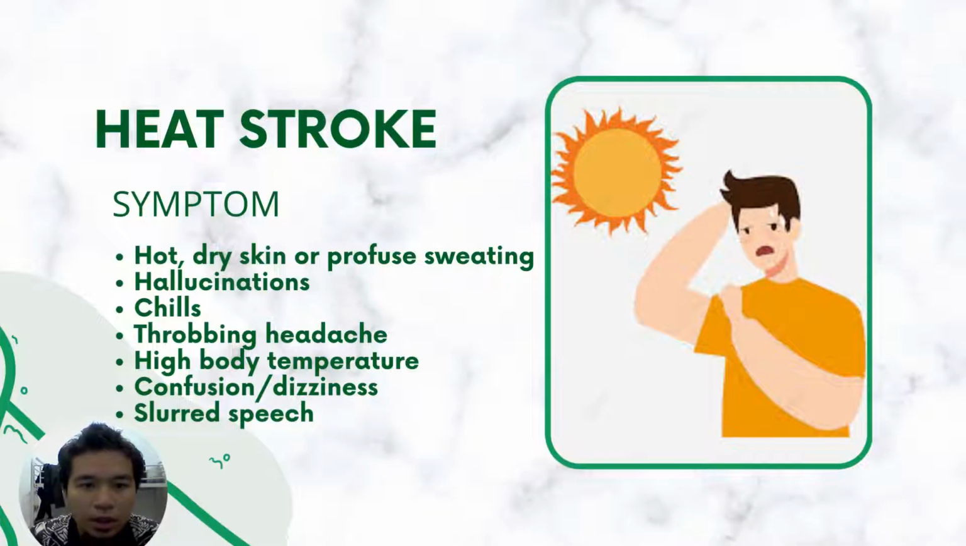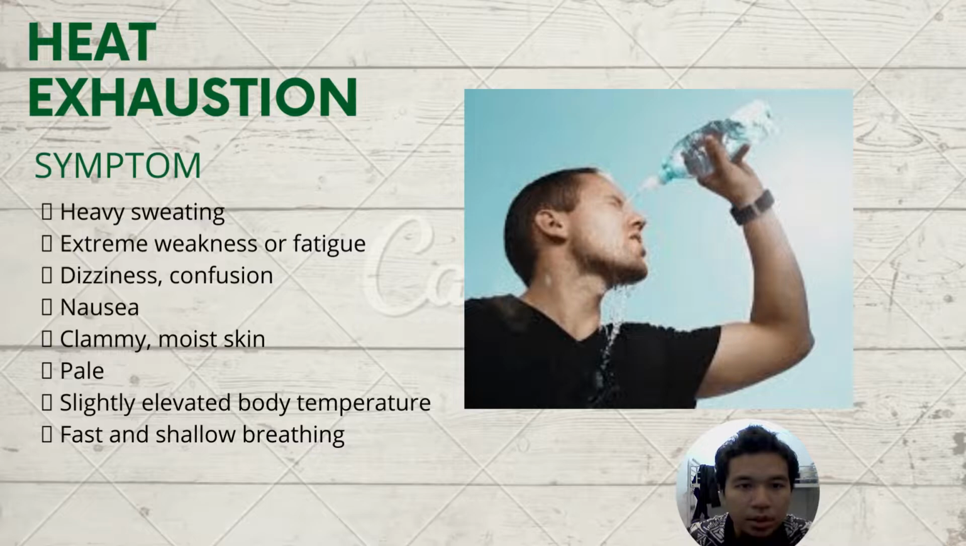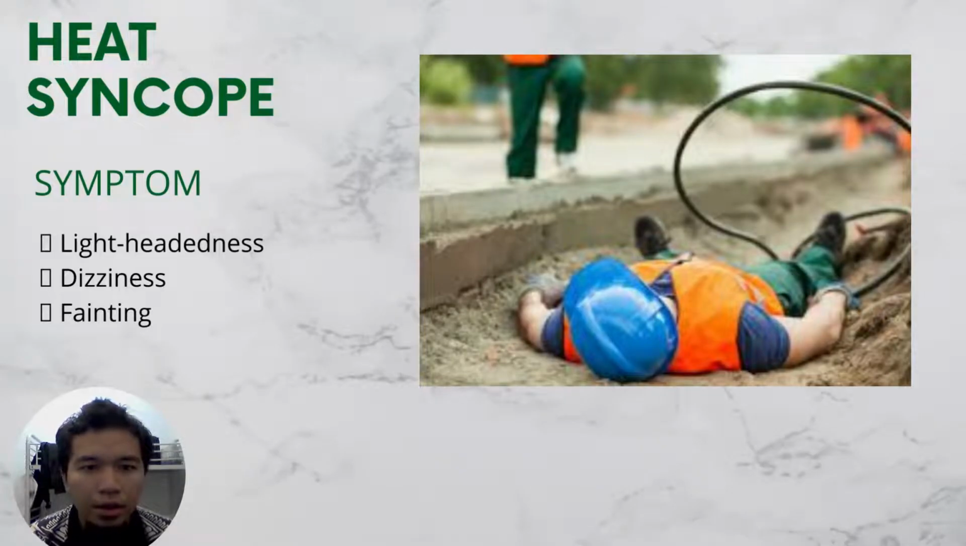Okay, heat stroke. Heat stroke has symptoms such as hot, dry skin or profuse sweating, hallucination, chills, or else. Next, heat exhaustion. Heat exhaustion symptoms are heavy sweating, extreme weakness or fatigue, dizziness, confusion, nausea, clammy or moist skin, pale, and others. Heat syncope has symptoms like lightheadedness, dizziness, or fainting.